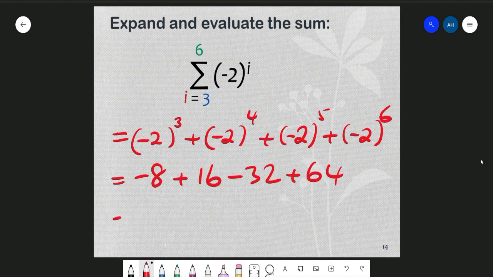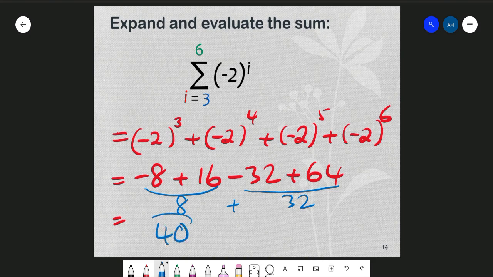Now let's combine this one with this one. We have 8 there. Here 64 minus 32, we have 32. We add these two numbers together. 8 plus 32 is 40. That will be the answer for this problem.